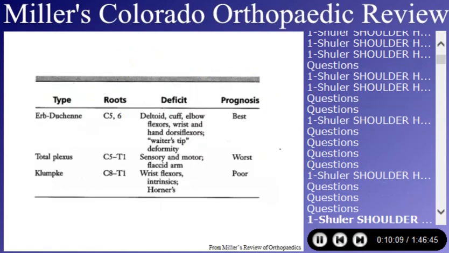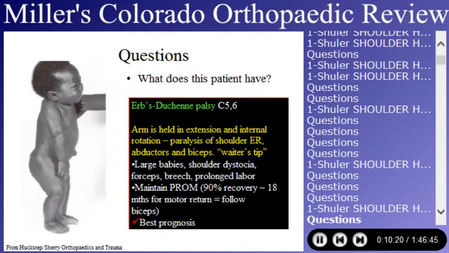Obstetrical palsies are also fair game. Erb-Duchenne's is the best, C5, C6. I'll show you a picture of what that looks like. The worst is total plexus involvement. What does this patient have? Erb-Duchenne's palsy. Arm held in extension, internal rotation, because you have paralysis of the external rotators. Don't forget, I put down there additional information: large baby, shoulder dystocia, forceps, breech delivery, prolonged labor. You maintain passive range of motion, 90% recovery, and you follow the biceps. It's the best prognosis.